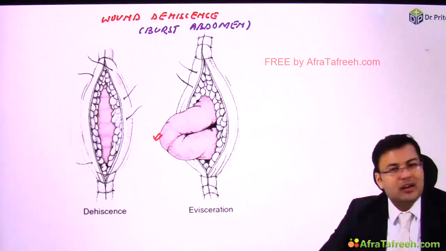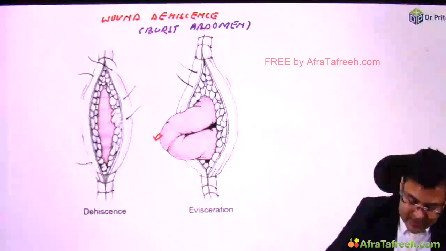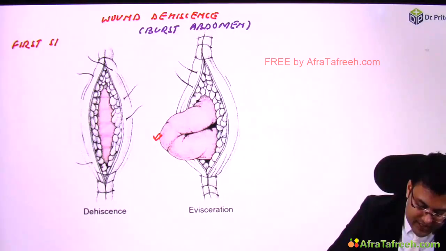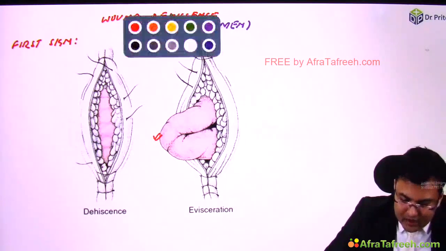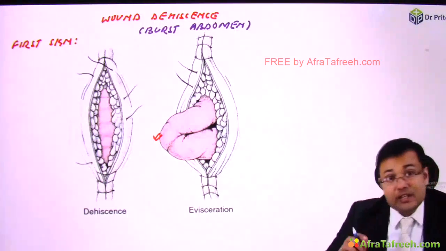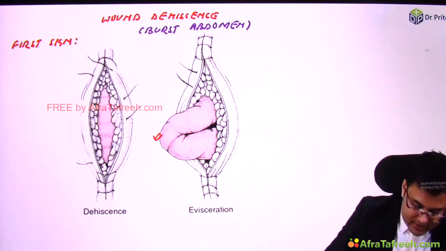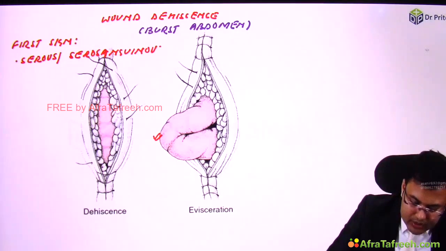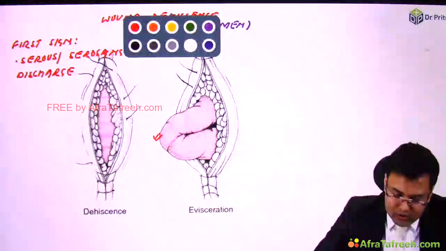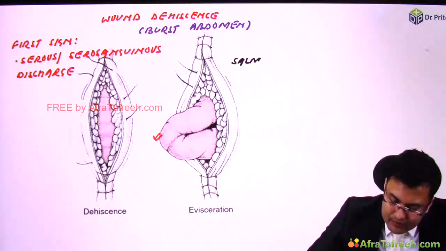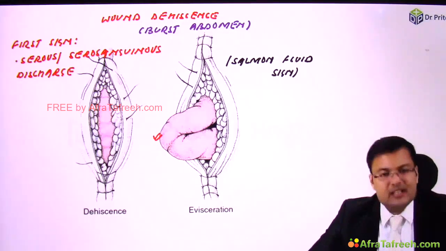The question is asked, what's the first sign of wound dehiscence? If you have seen this in the ward, it is the serous or serosanguinous discharge from the wound. So there is pink colored discharge, and this is also known as salmon fluid sign.